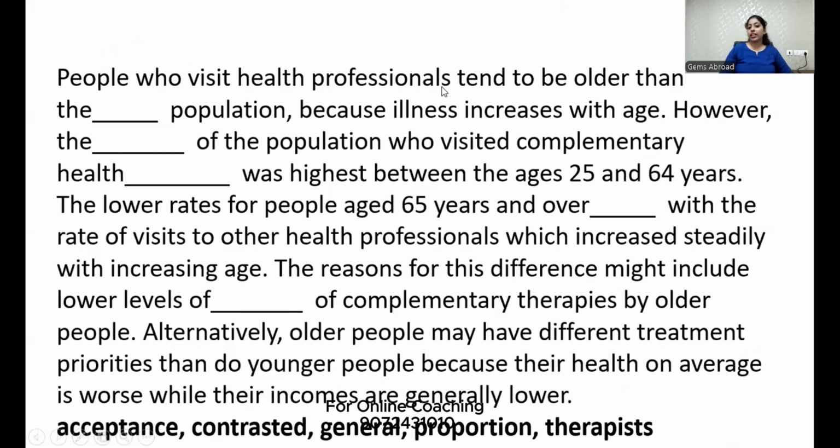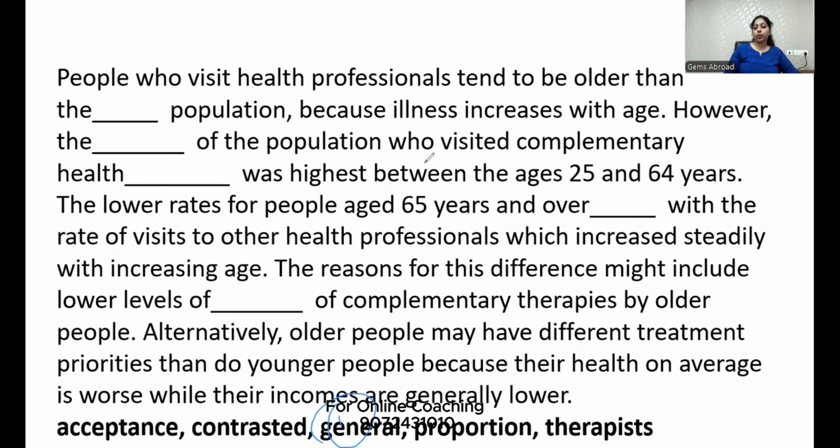People who visit health professionals tend to be older than the dash population because illness increases. So health professionals tend to be older than the dash population. Acceptance, contrasted, general, proportion. So population is like older than the proportion population. No, we don't say therapist. So the answer will be what? Which suits the best? When we talk about the population, it is the general population.